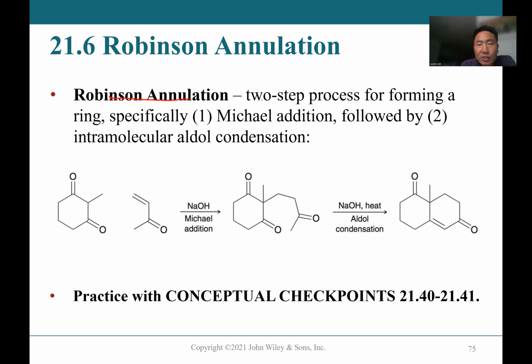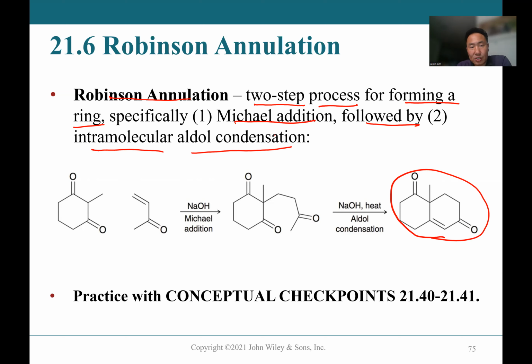Robinson annulation is a two-step process for forming a ring, especially Michael addition followed by intramolecular aldol condensation.